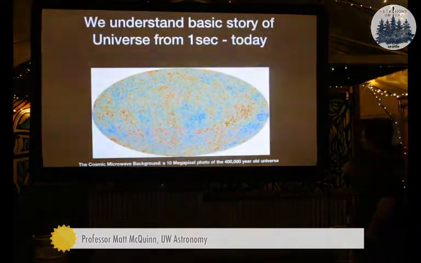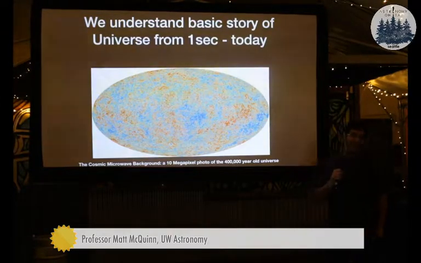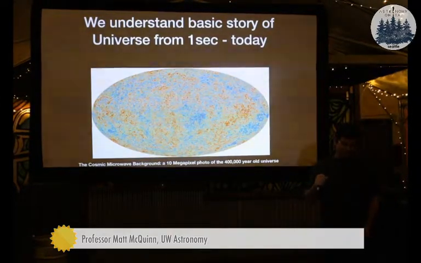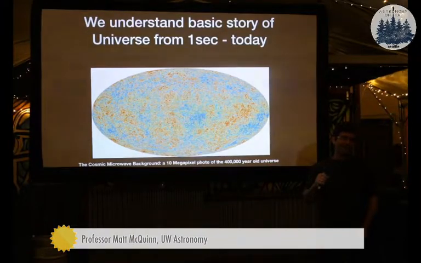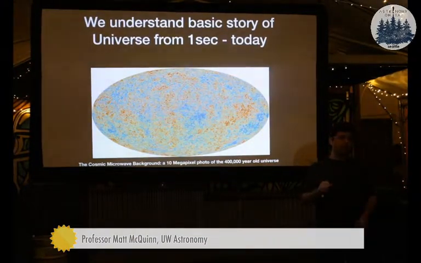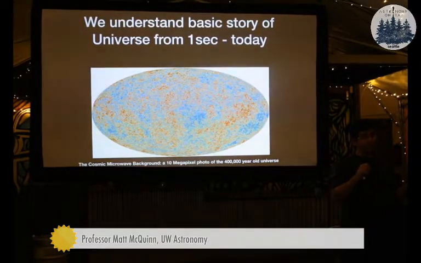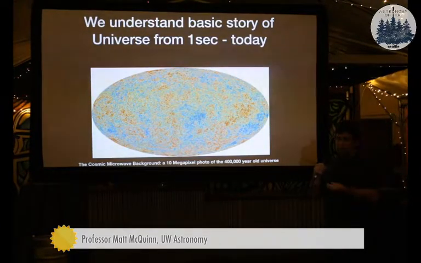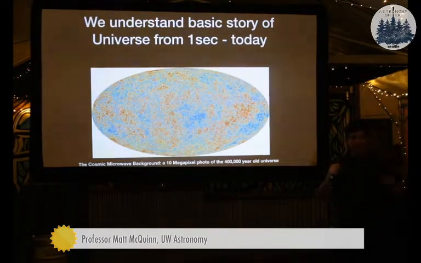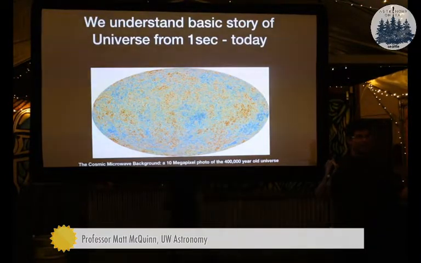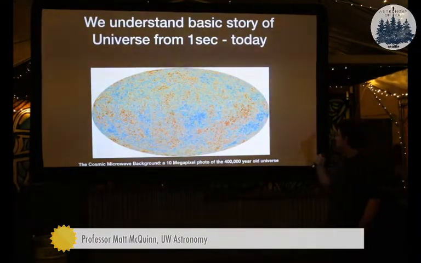And so the starting point for this talk is that we know a lot about roughly how the universe evolved from when it was a second old. We actually have observations or indications of what the universe looked like when it was just a second old, and then all the way till today. And so we can roughly say what happened over that huge 14 billion year time span.